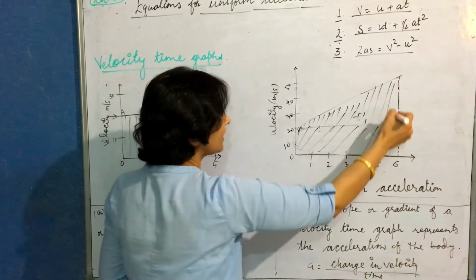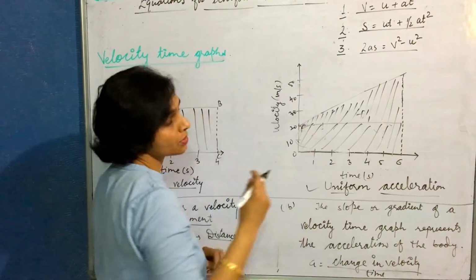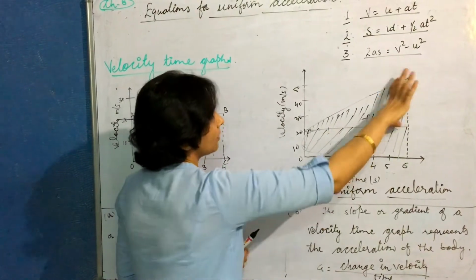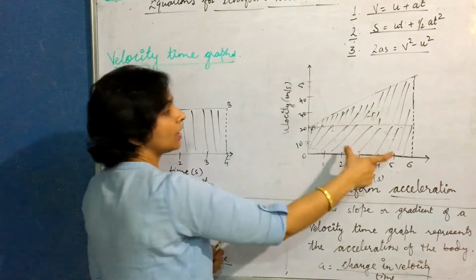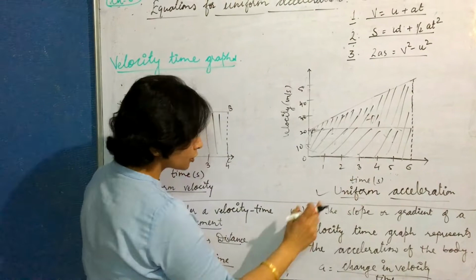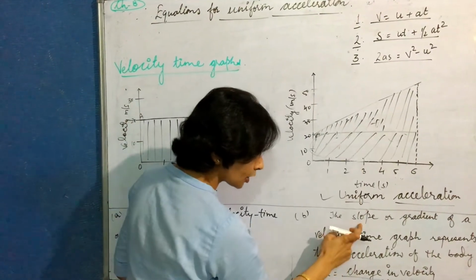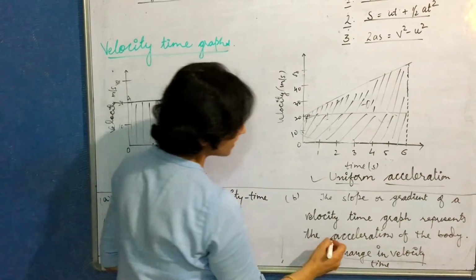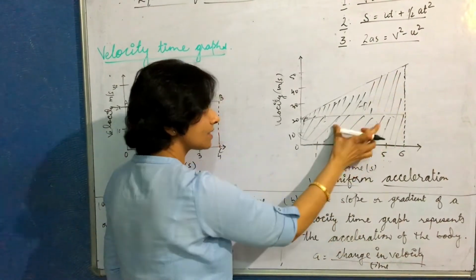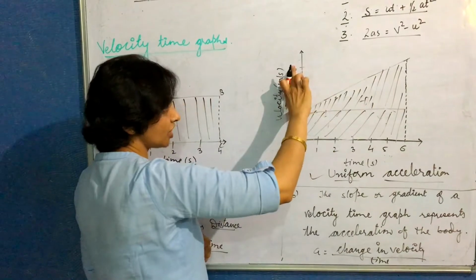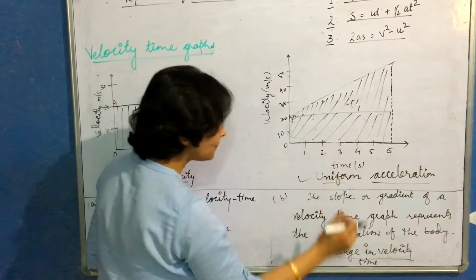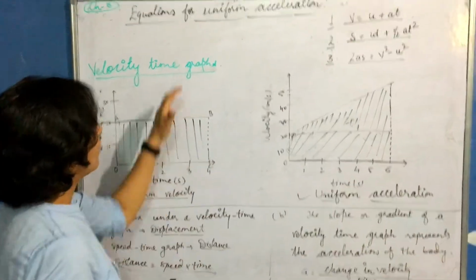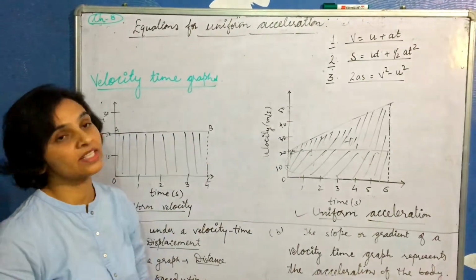But if we take the gradient, that is the slope. Slope is what? Tangent. That is perpendicular upon base. Perpendicular is what? Velocity. Base is what? Time. So here the slope or gradient of this velocity time graph represents the acceleration, because this axis upon this axis is change in velocity upon time. So change in velocity upon time is what? Acceleration.